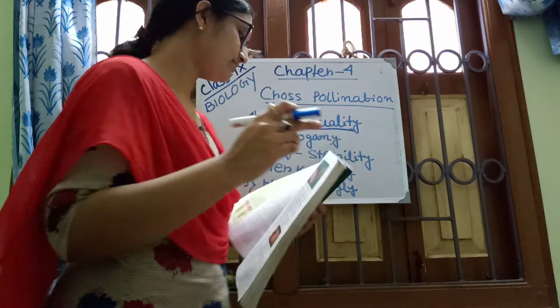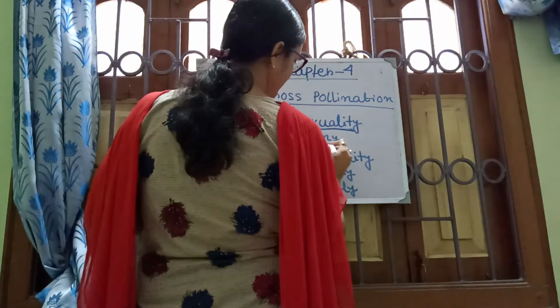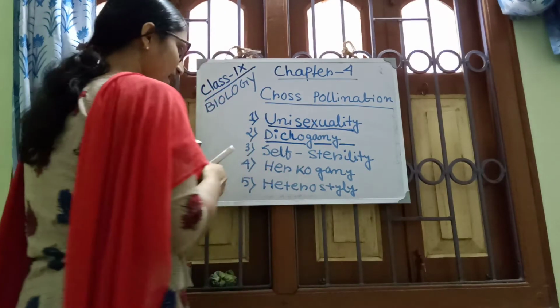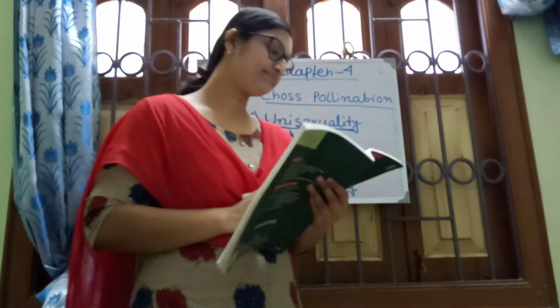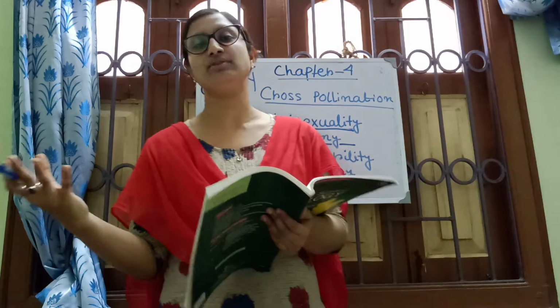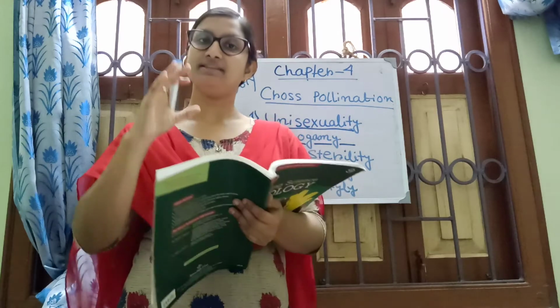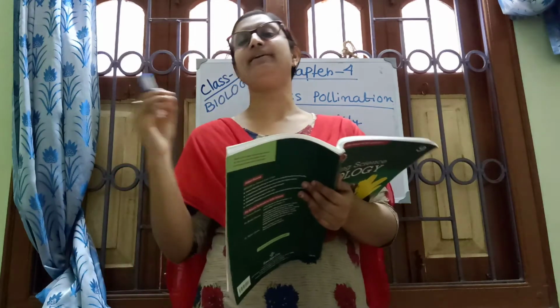Then the second one is dicogamy or dichogamy. The timing of maturation of the androecium and gynoecium may be different. That is, the timing of maturation of the female reproductive part and the male reproductive part is different. This is called dichogamy or dicogamy.